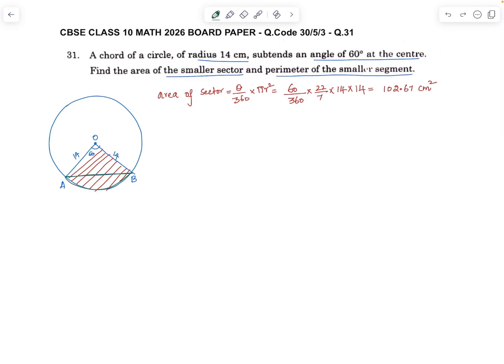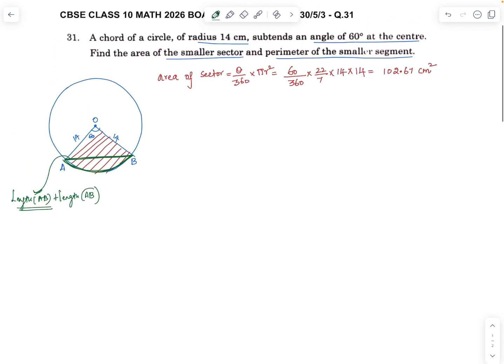The next one is we have to find the perimeter of the smaller segment. This part is a smaller segment in this circle. To get the perimeter of this portion, we have to get the length of this chord AB and the length of the arc AB. To get the length of the chord AB, let's analyze this triangle OAB.